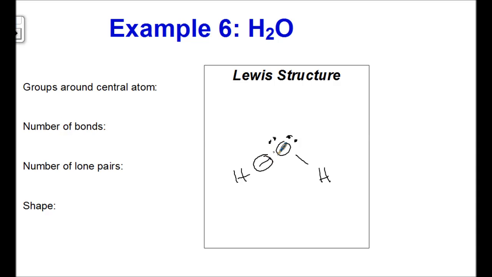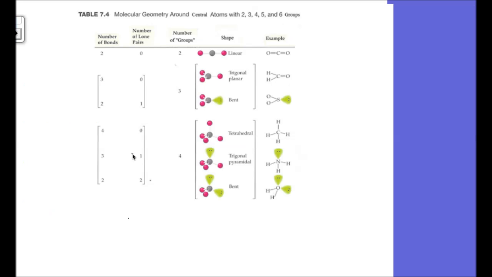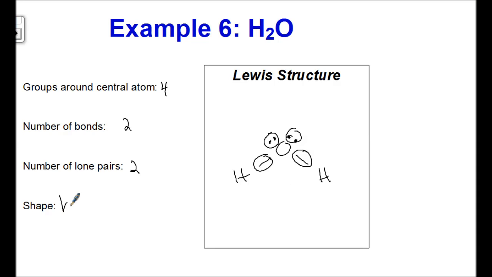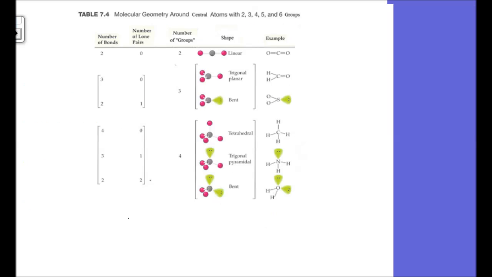All right, so here's our groups. You can see we have 4 groups around the central atom, 2 of them being bonds, 2 of them being lone pairs. And if you check our chart, it's right down here, 2 and 2, and that is the bent shape. So we'll go back in here, we'll write bent, and there's what it looks like. All right, so that's basically it.